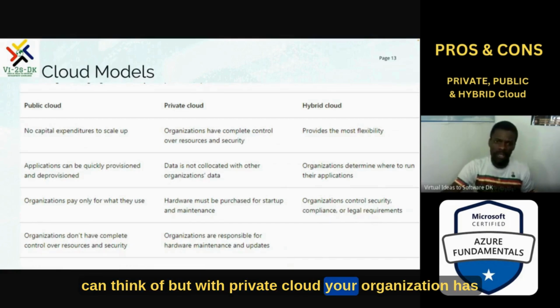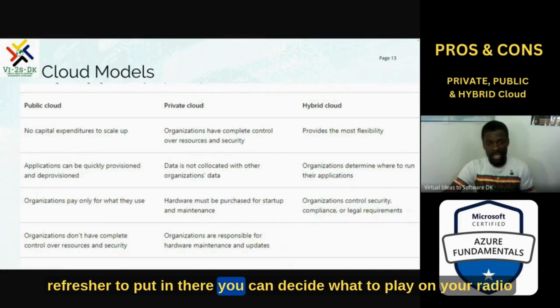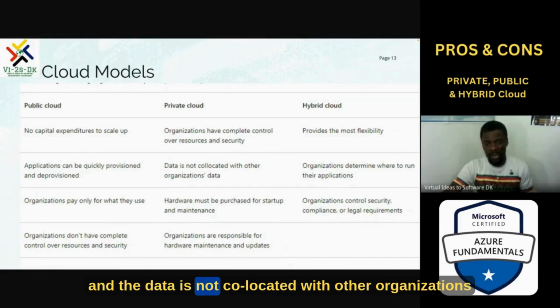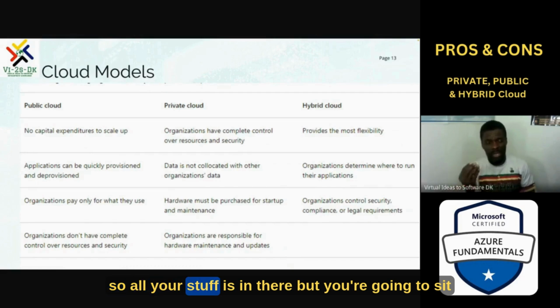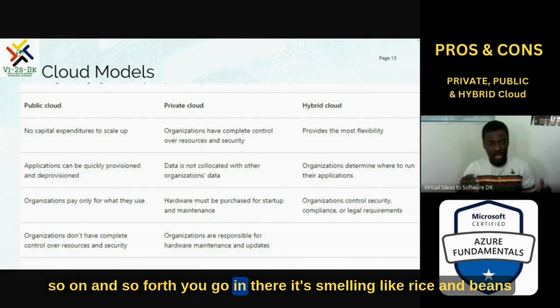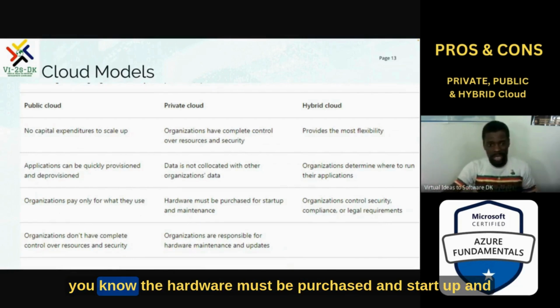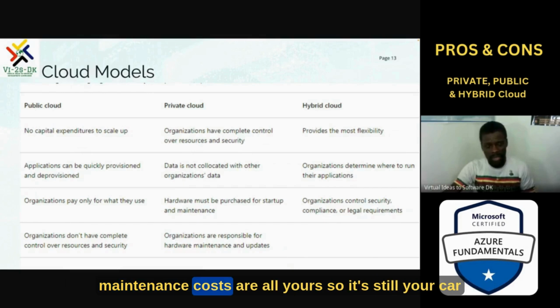But with private cloud, your organization has complete control. It's your car. You can decide what kind of air freshener to put in there. You can decide what to play on your radio. And the data is not co-located with other organizations. In Uber, you're going to sit in someone else's seat. You don't know who was sitting there before. You go in there, it's smelling like rice and beans because the person that was there ate rice and beans. So, the hardware must be purchased, and startup and maintenance costs are all yours.